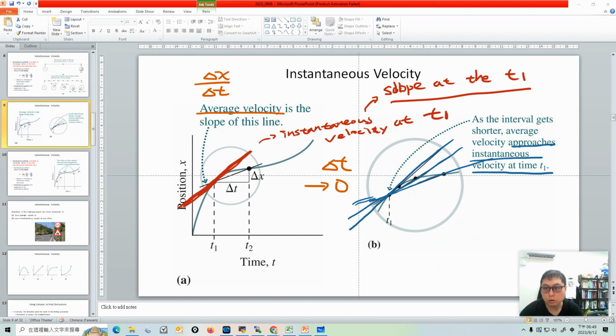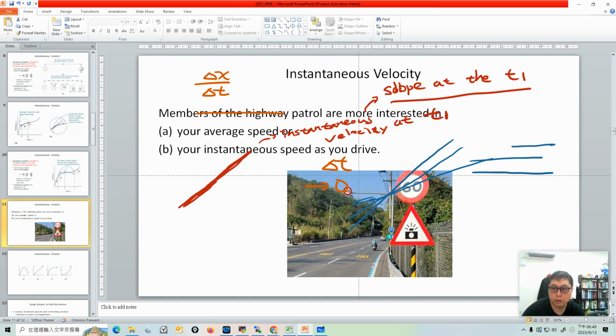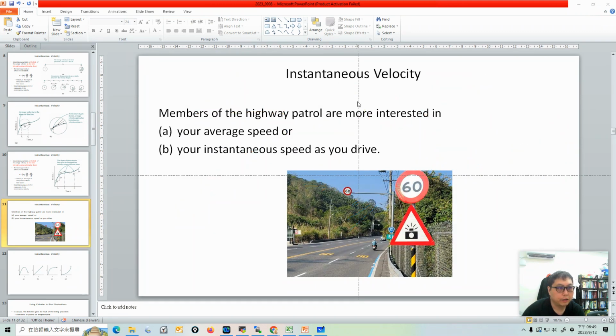Now let's go further with some examples. A very simple example: the members of the highway patrol are more interested in your average velocity or your instantaneous velocity as you drive? I think the answer is very easy: instantaneous speed as you drive.